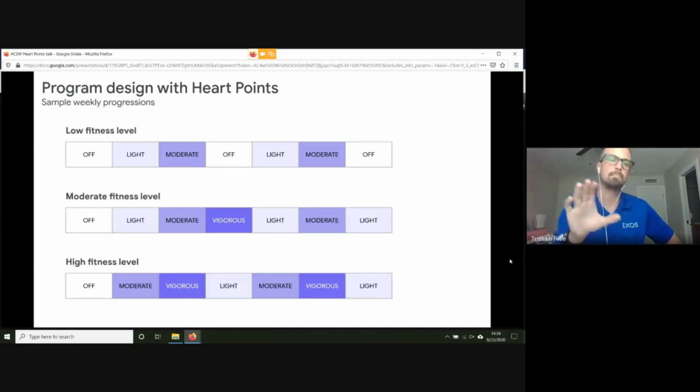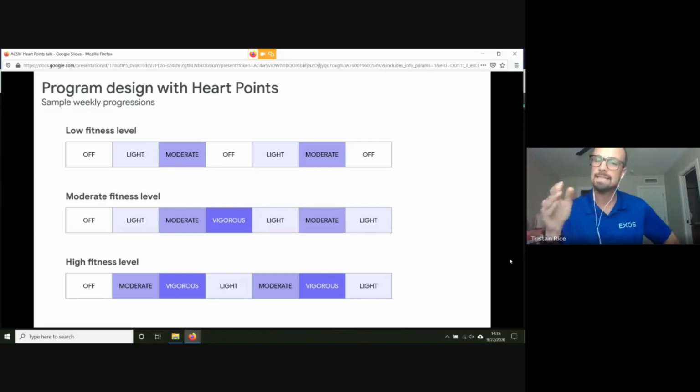And so here are sample weeks based on the types of individuals that you may be seeing, right? For somebody who is low fitness, we would want to be really gentle with those individuals. Light intensity day, moderate intensity day, and then a day off, and then repeat that through the second half of the week. Here we want to encourage them to come back. Here we want to encourage them to be more consistent. Here we want to put them in a position to be successful.